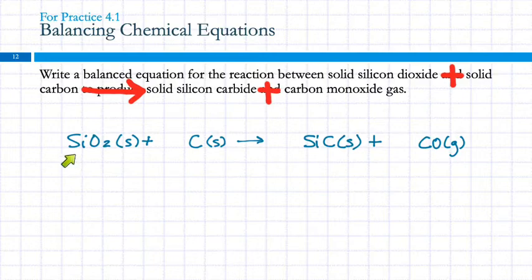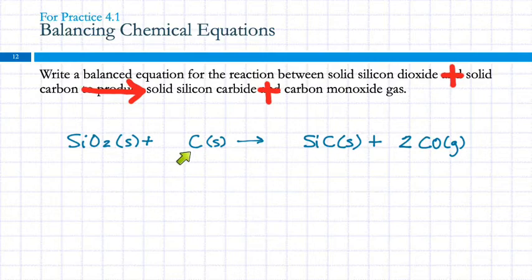So let's just look at silicon. How many silicons are on the left side of the arrow? 1. And how many are on the right side? 1. Well, great, that one's already fixed. How many oxygens are on the left side? 2. And how many on the right side? 1. So it's easier to add coefficients to make more rather than using fractions to make fewer. So if I've got 2 over here and I want 2 over here, I'm going to fix that by putting a coefficient of 2 in front of CO. I can't change the formula, but I can change how many molecules of that are in my equation. So now I've got 2 oxygens, and that didn't mess up the silicon.